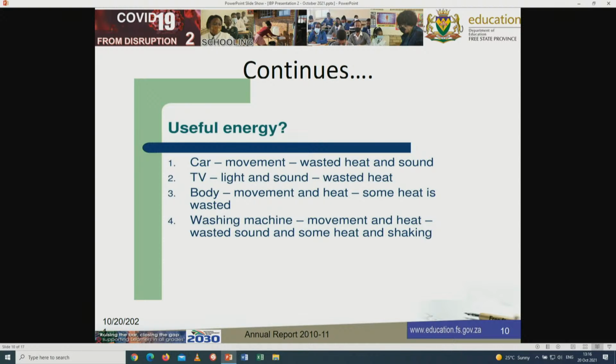So it's very much important to know that one way or the other, we must be able to save energy.